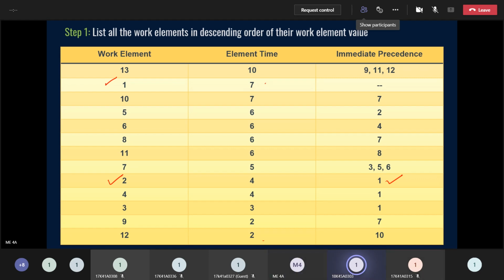We can assign work element 5, sir. Already 2 is completed, no, sir. You can assign work element 5, but how much time? Time is 6, sorry, 6. But is it exceeding? You don't have 6 minutes. Only 5 minutes you have there.